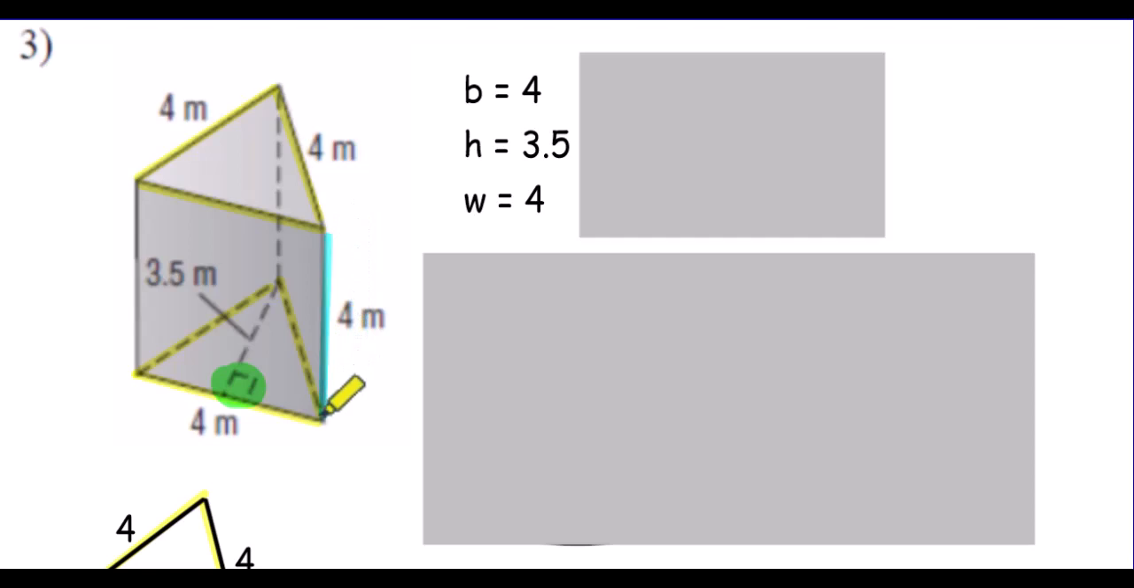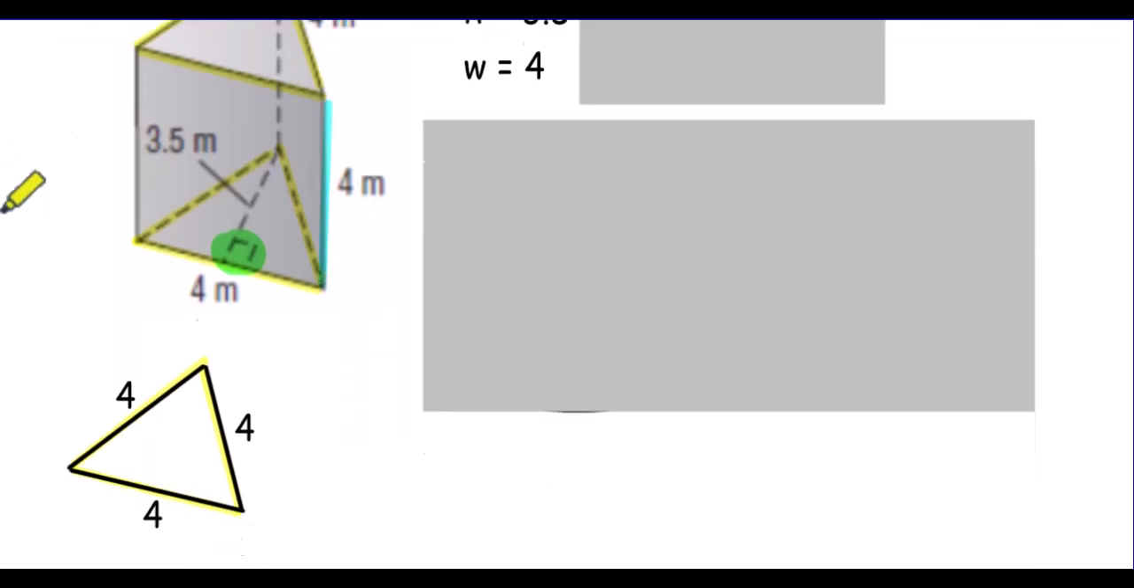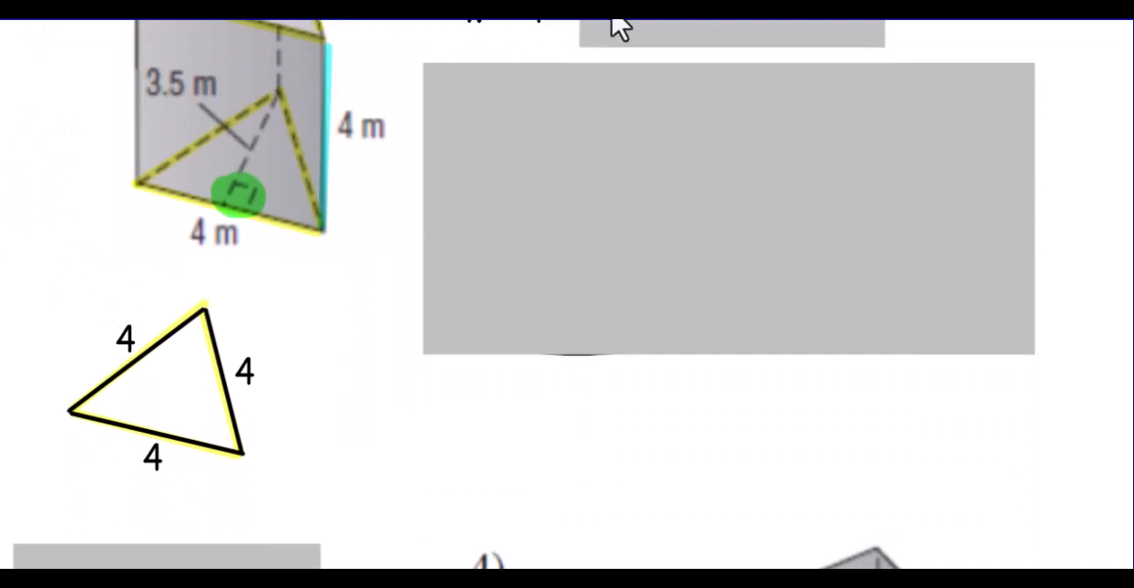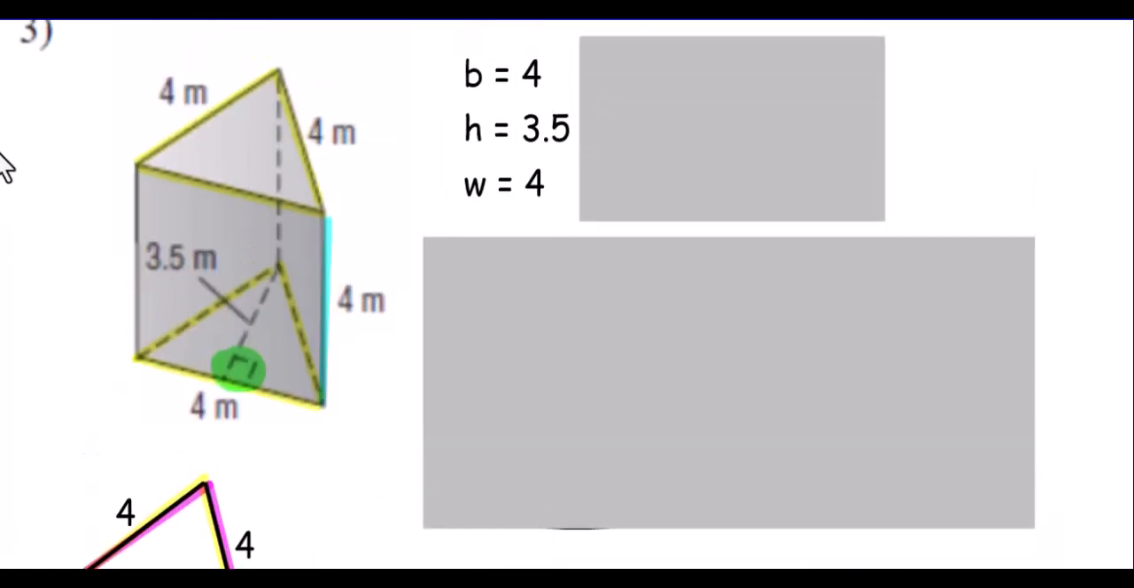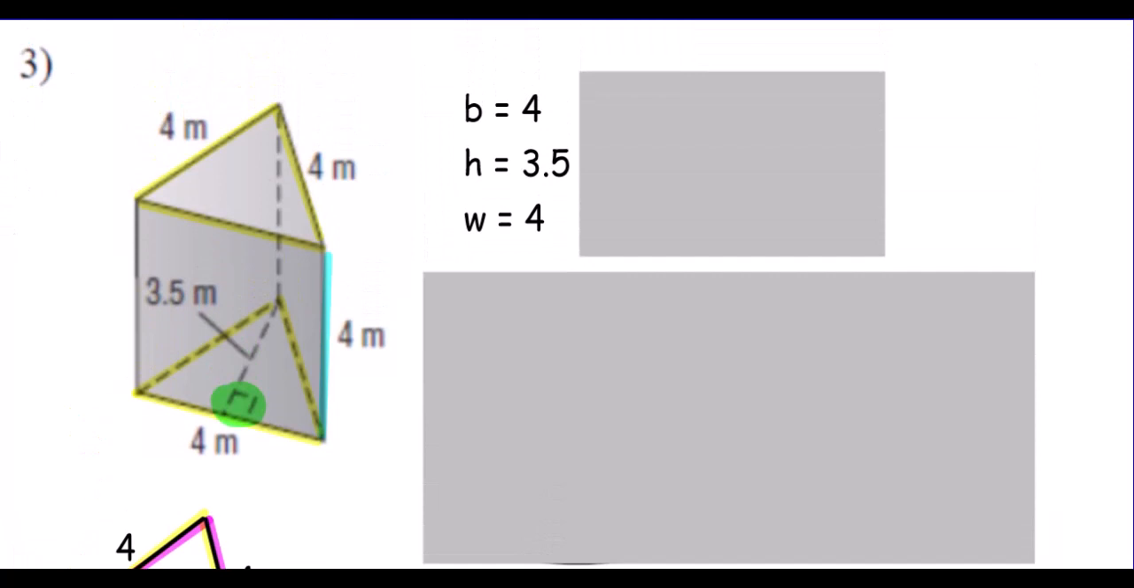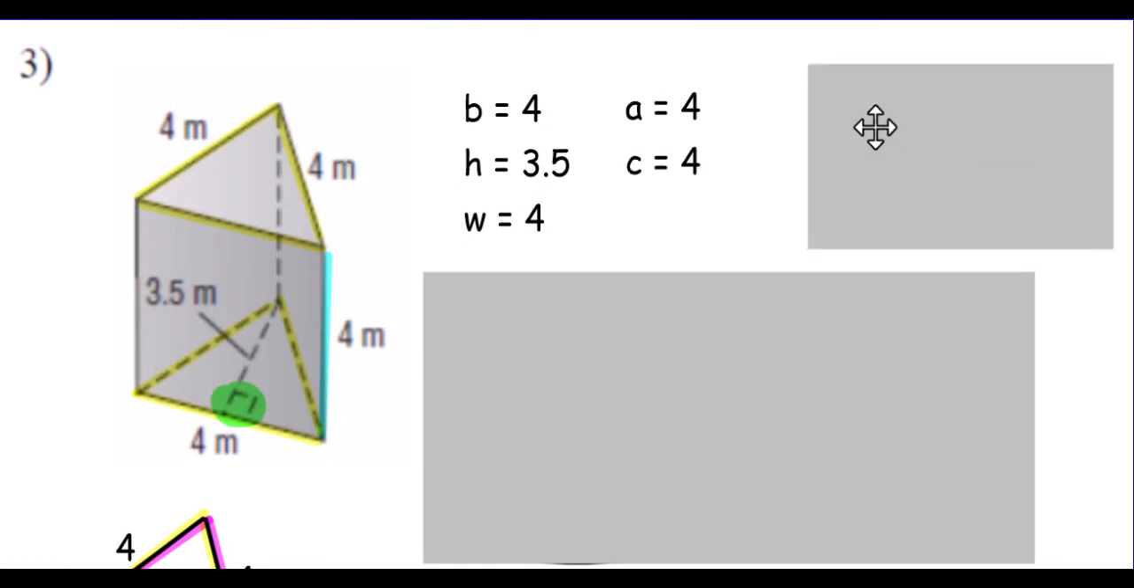Now, I've used 4 already. So I used this 4. Let me go and highlight this in purple. I've used this 4 down here for the base. So A and C both have to be 4 as well, since those are the other two sides of my triangular base. So you're going to notice that I identified A and C each also as 4.